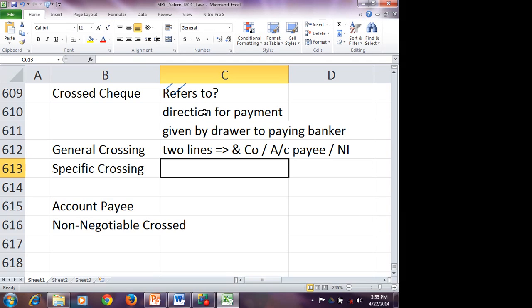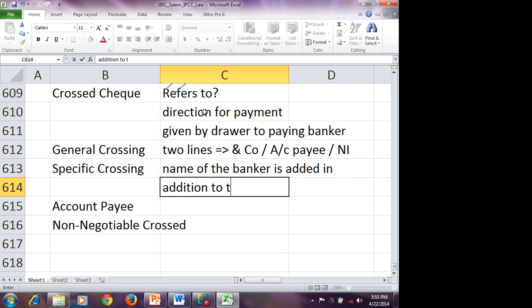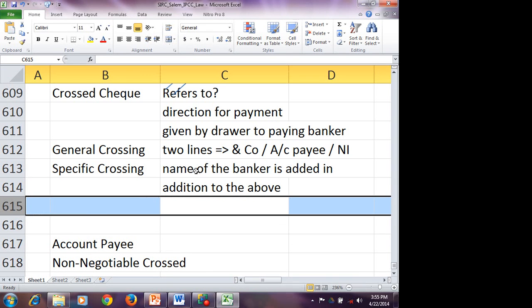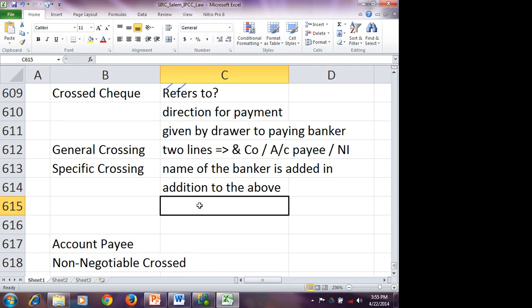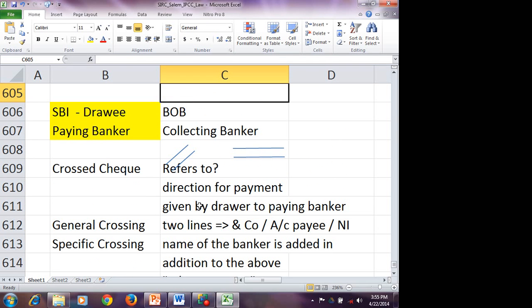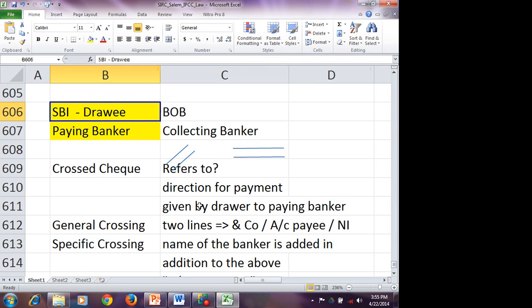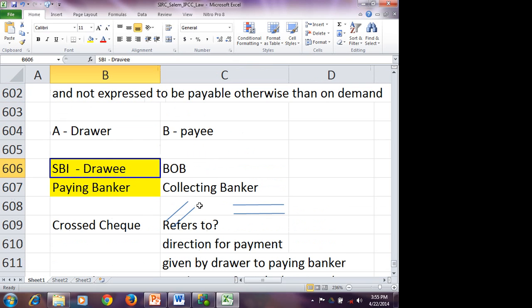What is then a specific crossing? The name of the banker is added in addition to the above. I draw two transverse lines, and in between the two lines I add account payee Bank of Baroda. Which means what is the direction given by A to SBI? SBI can transfer the funds only to BOB.